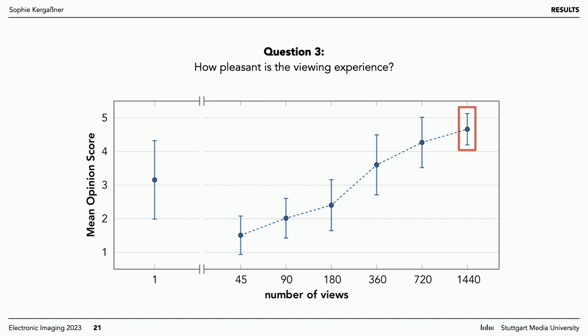And when comparing this observation we have right here to the ratings of the other two questions I just showed, it seems kind of odd, since in the other two questions they always rated the 720 and 1,440 views stimuli almost the same. But here we can clearly see that they prefer the lowest angular resolution. So we ask ourselves, do they recognize a difference? Because they don't seem to gain more information about the shape, but they still kind of like it better.